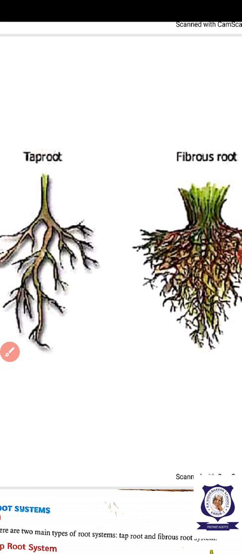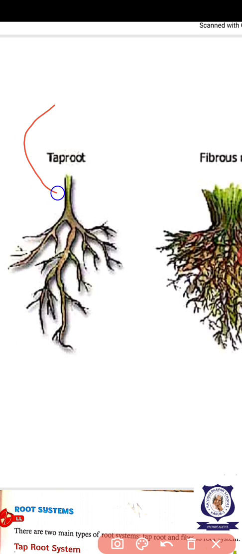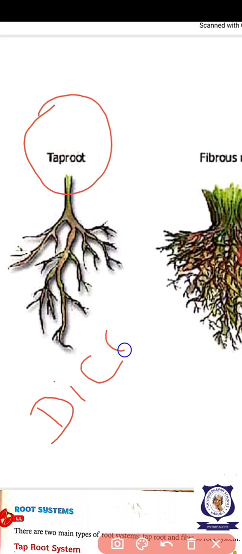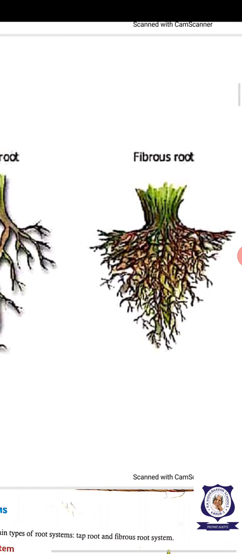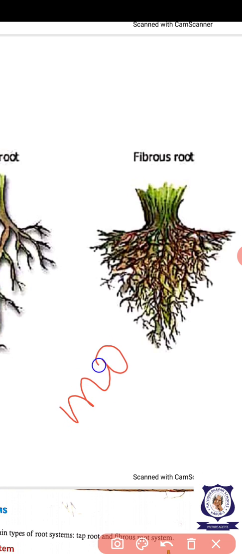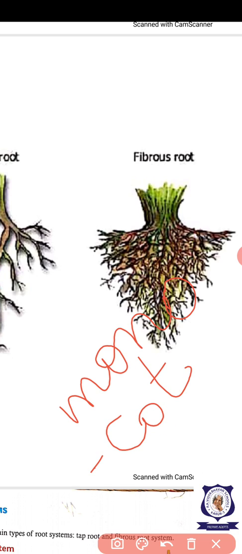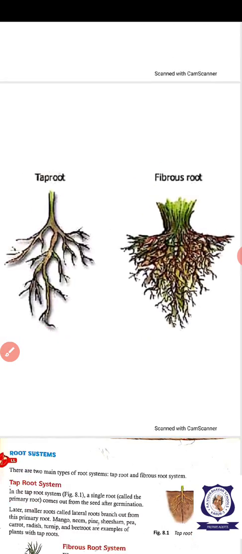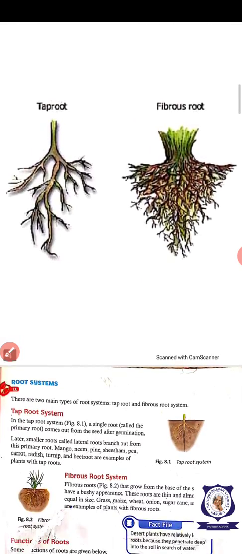So, the taproot system is the character of dicot and the fibrous root system is the character of monocot. So, the dicot root is the taproot system and the monocot root is the fibrous root system. Okay. So, monocot and dicot you know, isn't it? Now, what is the taproot system?